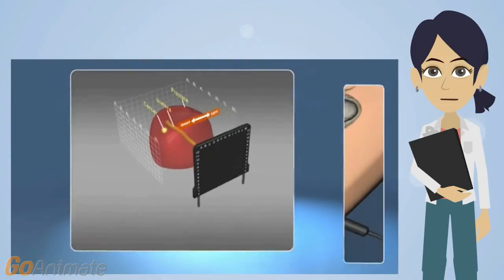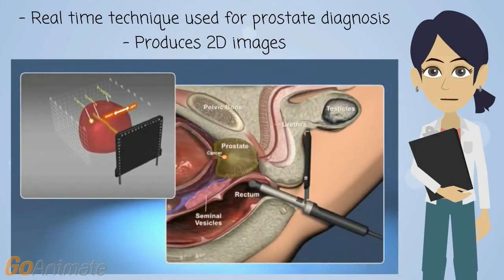TRUS, transrectal ultrasound. A transrectal ultrasound is a real-time technique that is used for early detection of prostate cancer, using sound waves to produce 2D pictures of a man's prostate gland. A prostate biopsy uses transrectal ultrasound imaging.